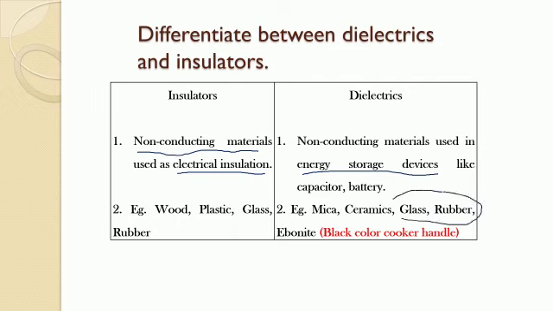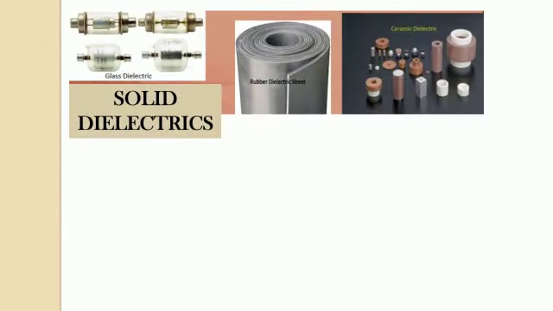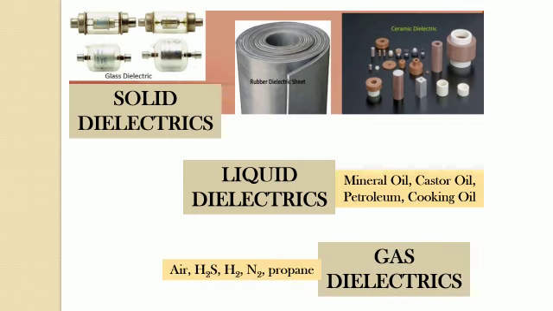Glass and rubber, which are dielectrics, also come under insulators under certain phenomena. Thus, we can say all dielectrics are insulators, but all insulators are not dielectrics. Dielectrics come in different forms: solid dielectrics, liquid dielectrics like mineral oil, castor oil, petroleum, cooking oil, and gas dielectrics like air, hydrogen sulfide, hydrogen, nitrogen, propane. Air acts as a good dielectric as it stores more charges.